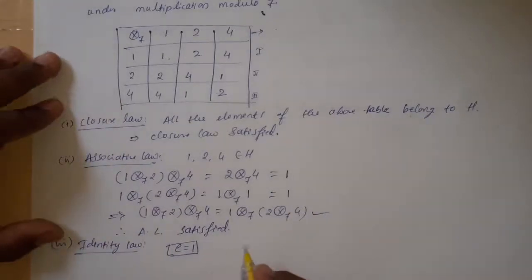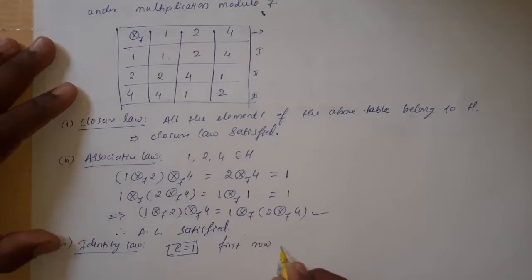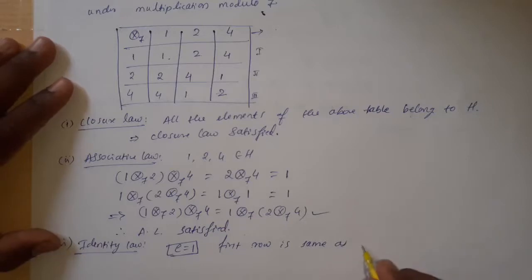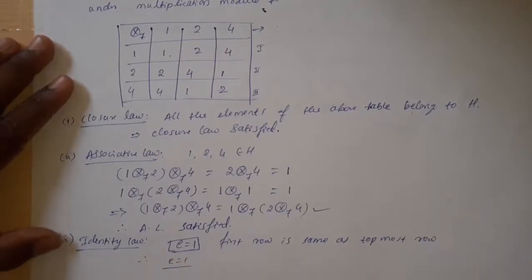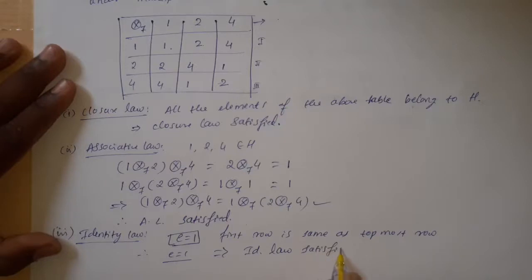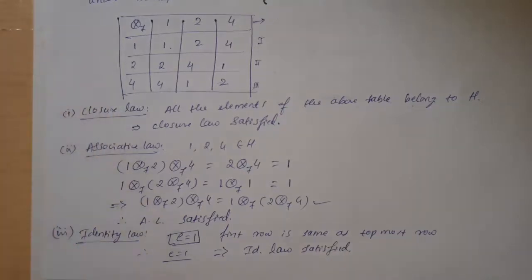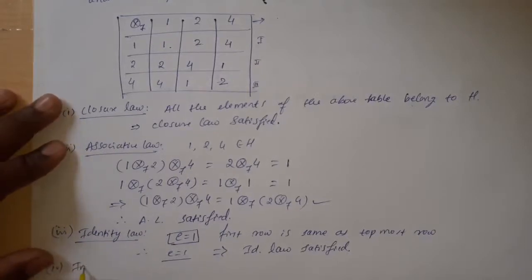Here we can write that first row is same as topmost row, therefore E is equal to 1, that identity element. So it implies that identity law is satisfied, right. So it is about identity law. Then fourth one is inverse law.